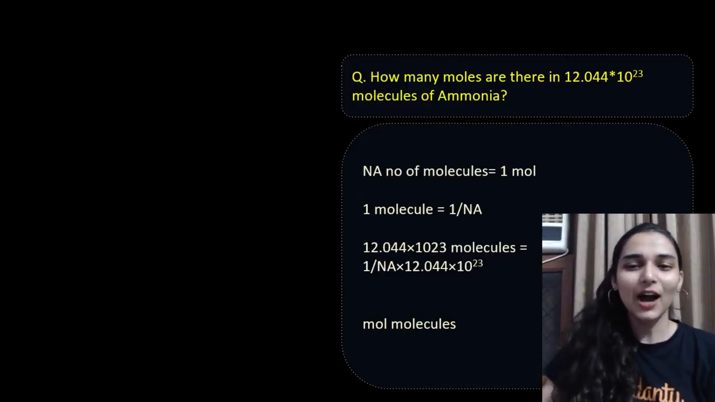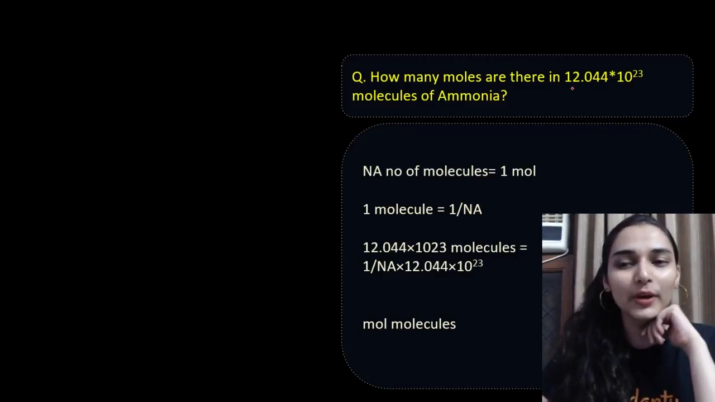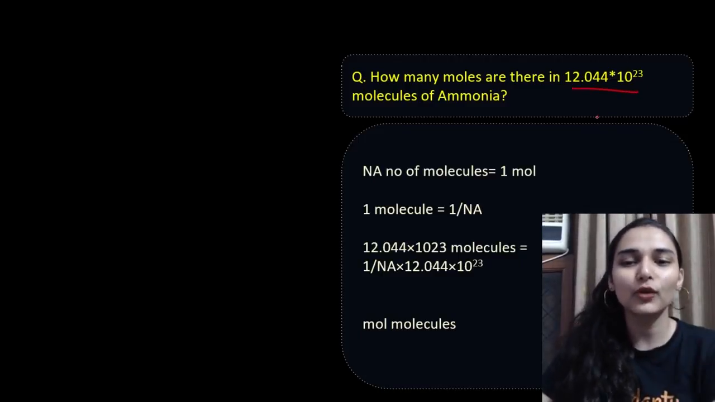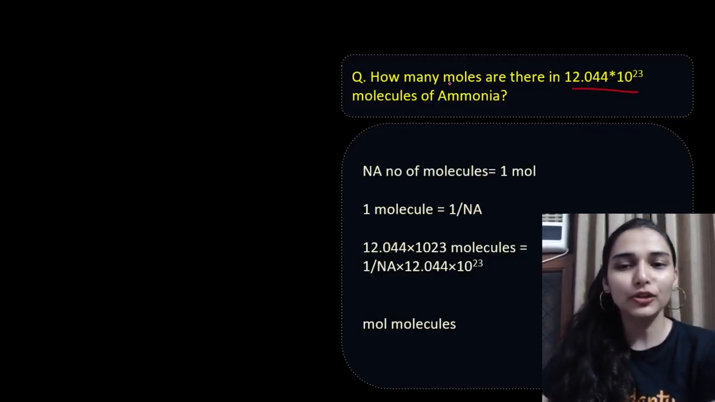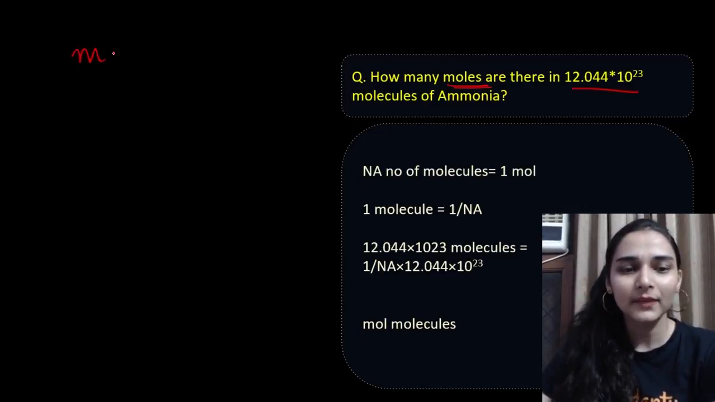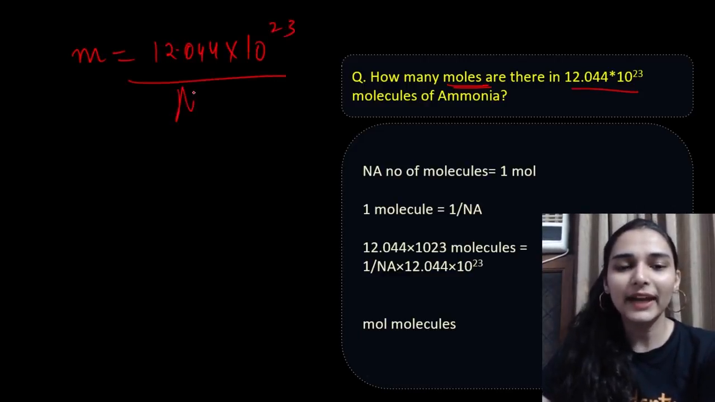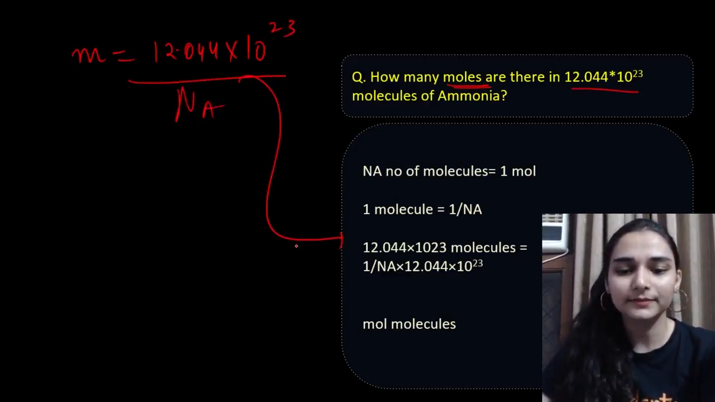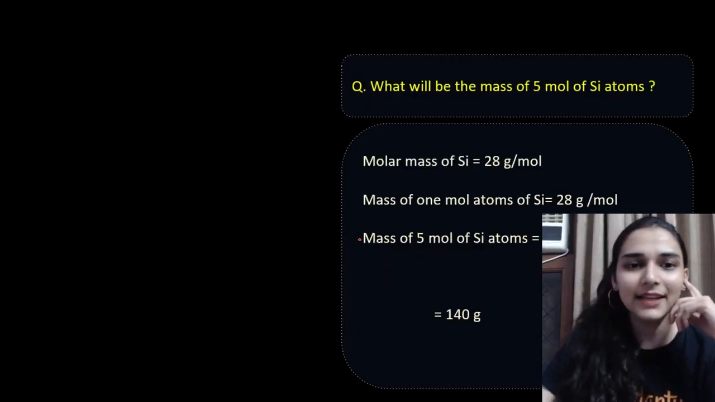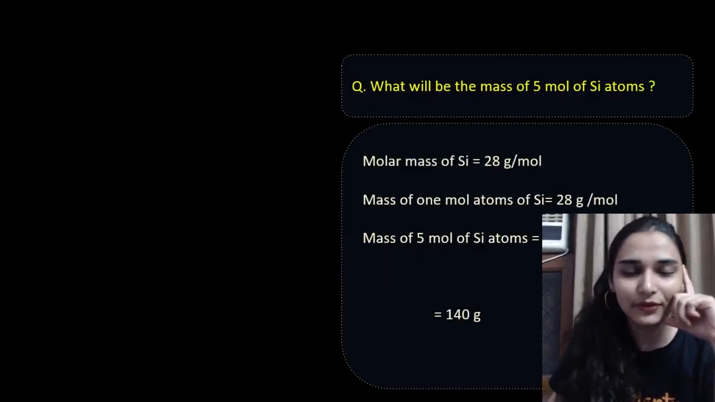That's so easy. How many moles are there in 12.044 into 10 to the 23 molecules of ammonia? So you have to find out the moles. The number of particles is given to you. Divide by Avogadro and you will get the moles. Answers are written here, so you can just go and check it out, right?